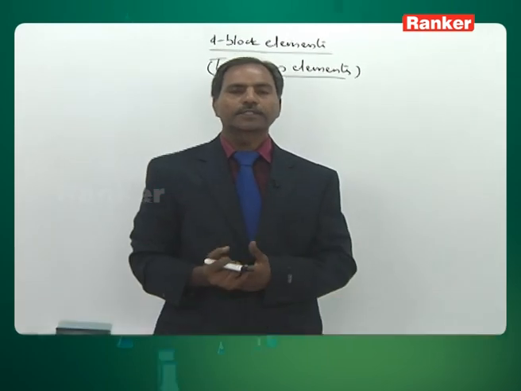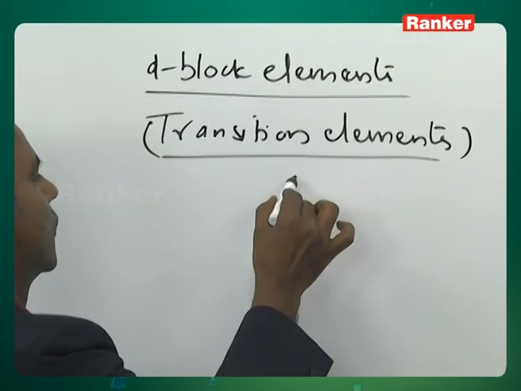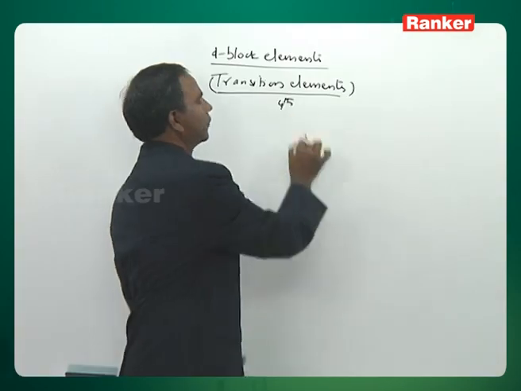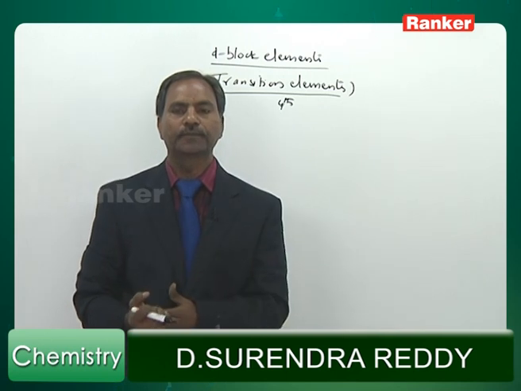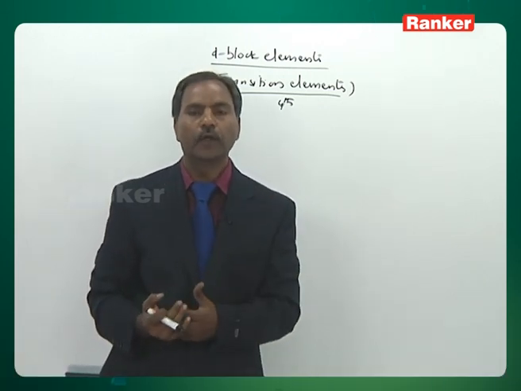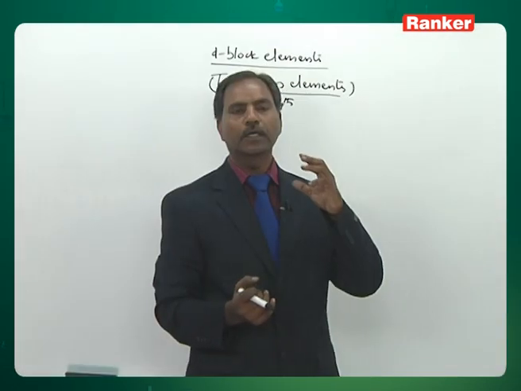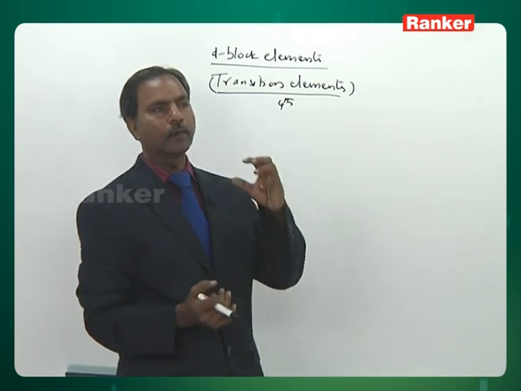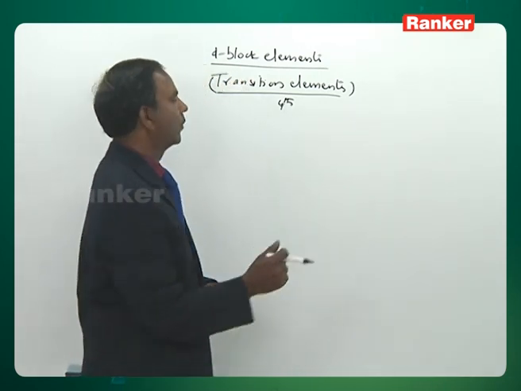See, D block elements in the modern periodic table start from the 4th period. Generally, D block elements means they are actually the 3D series. You may feel that 3D series means they start from the 3rd period, but they are not actually starting from the 3rd period. They start from the 4th period. D block elements start from the 4th period in the modern periodic table.